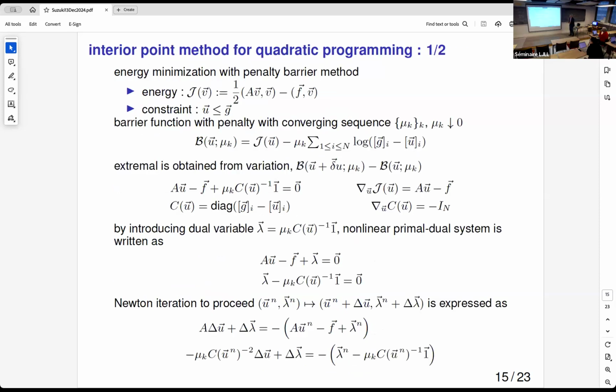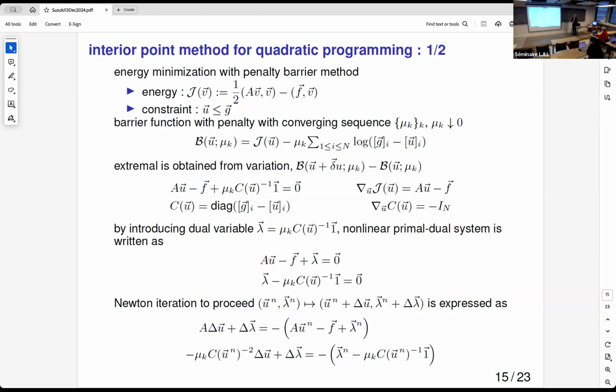Then the idea is to work with the so-called interior point method to find the data inside of the feasibility set. To do that, we would like to introduce a so-called barrier function, that is a penalization of the constraint. And the energy is penalized. Here is one parameter mu, and this is the target and constraint. G minus U is the constraint. The target is to minimize the energy.